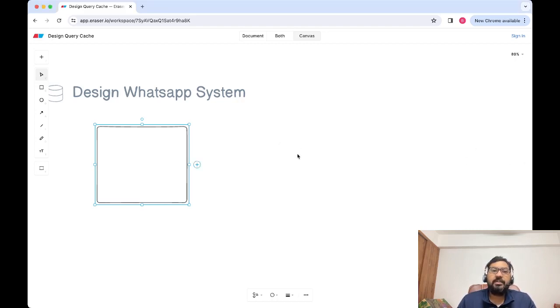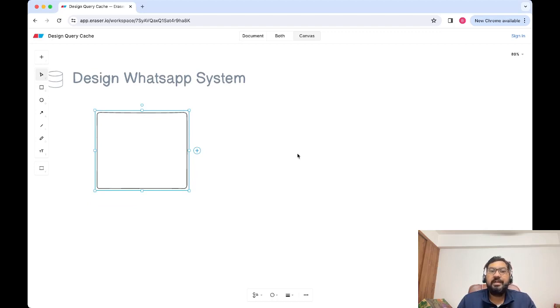When we are talking about designing the WhatsApp system, it's a messaging system. So what comes to our mind first is the functional requirements. We need to first focus on the functional requirements. Let me see if I can zoom it in. Okay, I think this works well.